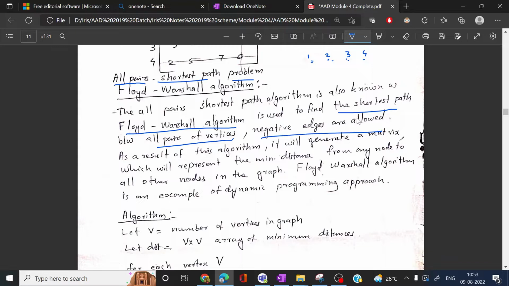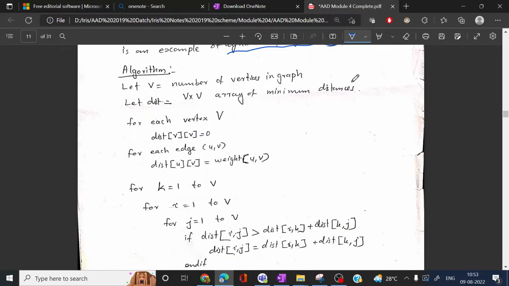In Dijkstra's algorithm, negative edges are not allowed. But this Floyd-Warshall algorithm allows negative weight edges. As a result of this algorithm, it will generate a matrix which will represent the minimum distance from any node to all other nodes in the graph. Floyd-Warshall is an example of the dynamic programming approach. Dynamic programming means it will check all the possibilities and select the best one. So here we can see the algorithm.